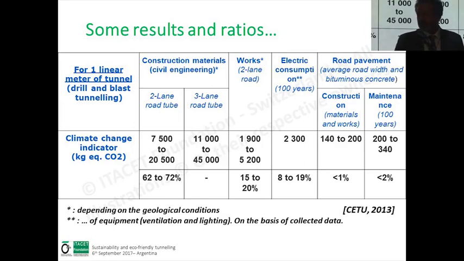The climate change indicator is, let's say, about 7,000 to 20,000 kilograms equivalent carbon dioxide per meter. So if we say that for the construction of 1 kilometer of tunnel of the size of a two-lane road tunnel, it's something like 20,000 tons equivalent carbon dioxide, that can be a good indicator to make calculations. And so these are the comparison with electric consumption over 100 years, which is 2,300, so it can be compared with the other one. So there are many indicators we can calculate and use for an upstream comparison.